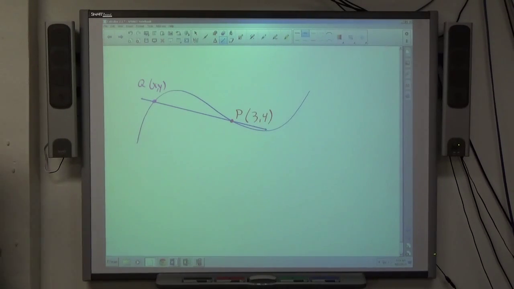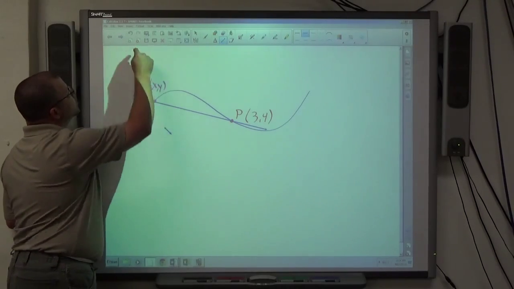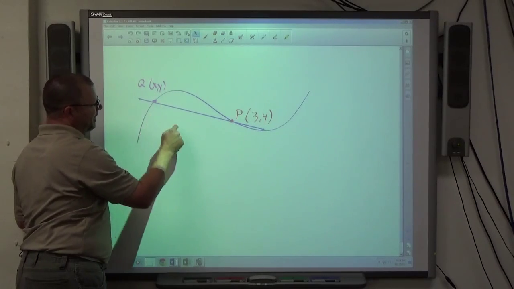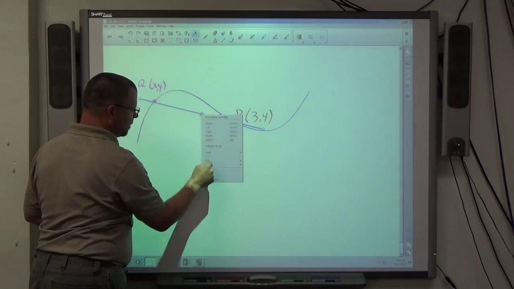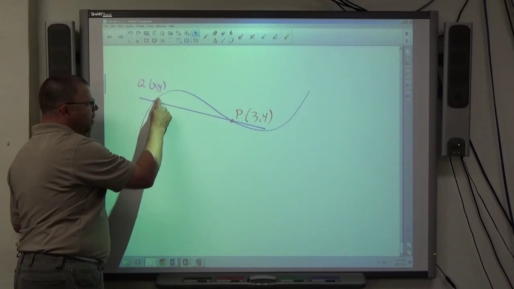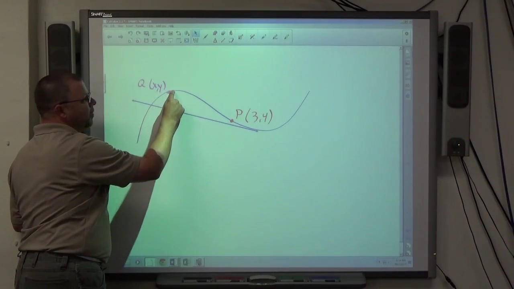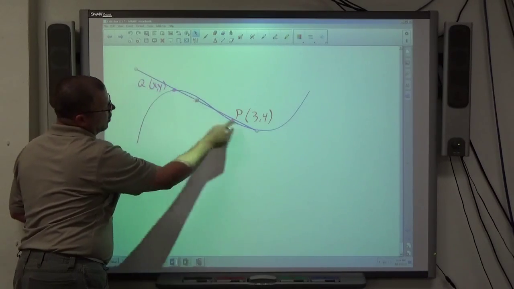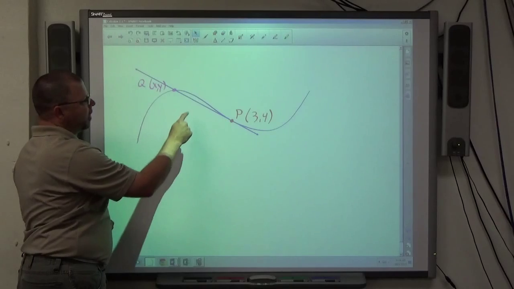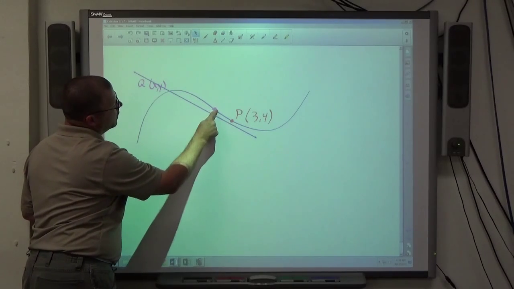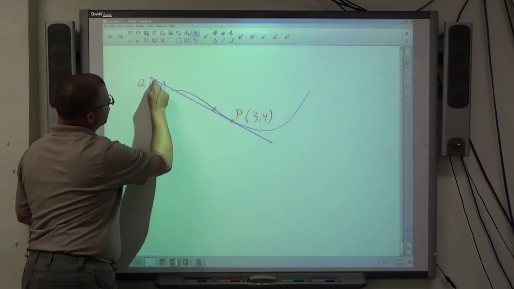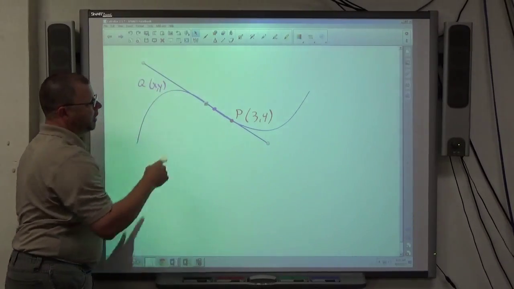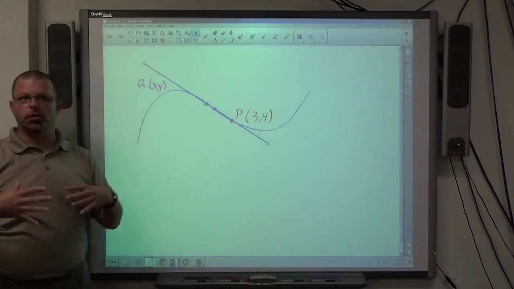What I'm going to do, though, is take Q and move it closer to P. You move Q closer to P, and then your line is getting closer to being a tangent. Then you move Q closer to P, and your line gets closer to being tangent. Each time you move Q closer to P, you're getting closer to the tangent line.